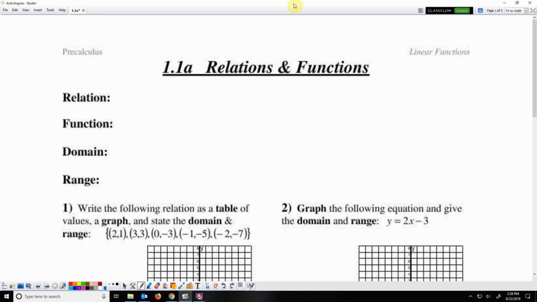Hey guys, welcome to our first pre-calculus lesson. Today we're going to talk about relations and functions, and we're going to get into domain and range of functions. But first, let's start with some definitions.